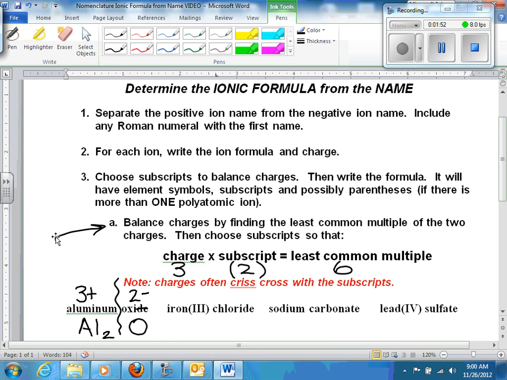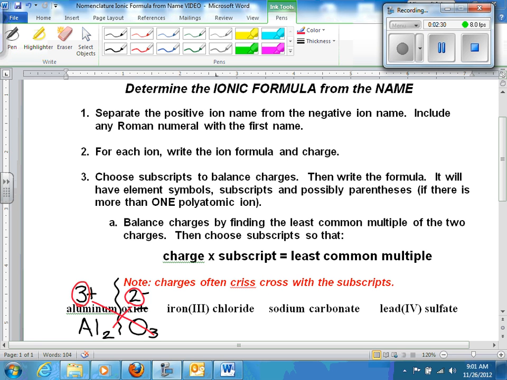Oxygen, on the other hand, has a charge of 2-. Again, we don't have to worry about the minus. So its subscript would be 3. As you notice, especially with the note here, it says charges often crisscross with the subscript. Well, that happened in this instance. Notice that the 2 here showed up there, and the 3 here showed up there. All right, let's try the next one.